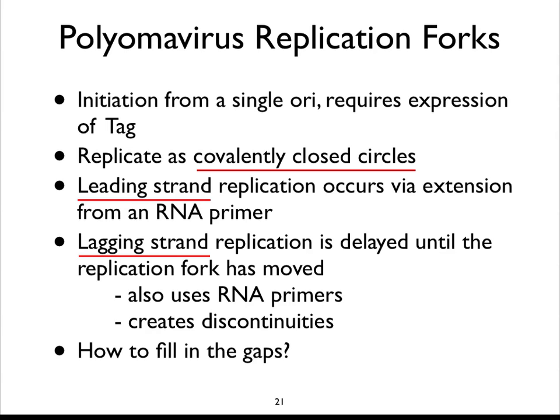Leading strand replication occurs via extension from an RNA primer. So you only need one RNA primer to extend that strand. Replication is bidirectional, so it goes in two directions at once from a single origin. So there are two leading strands and two lagging strands, and you'll see that in a moment. Lagging strand synthesis, however, is delayed until the replication fork has moved. So you have to open up regions of DNA in order to start lagging strand synthesis, and you'll see why.